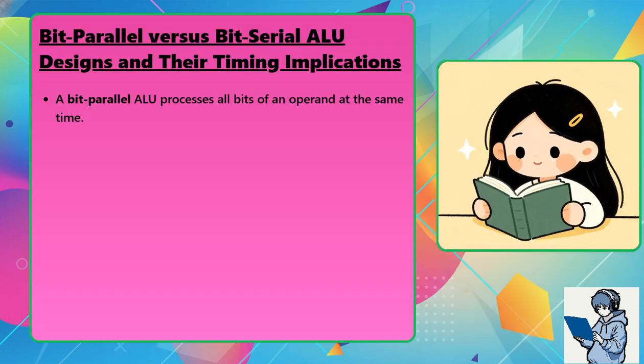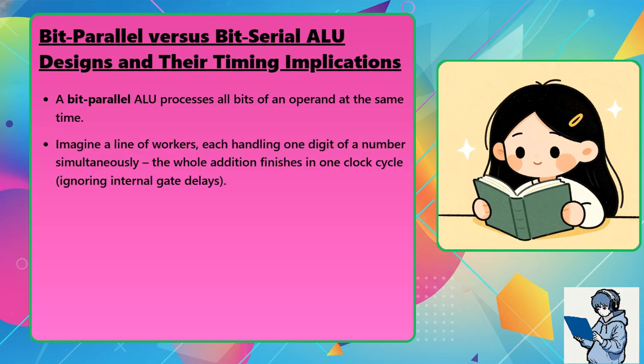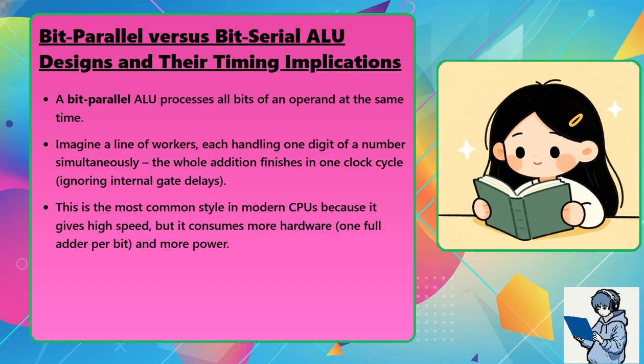A bit parallel ALU processes all bits of an operand at the same time. Imagine a line of workers, each handling one digit of a number simultaneously. The whole addition finishes in one clock cycle, ignoring internal gate delays. This is the most common style in modern CPUs because it gives high speed, but it consumes more hardware, one full adder per bit, and more power.